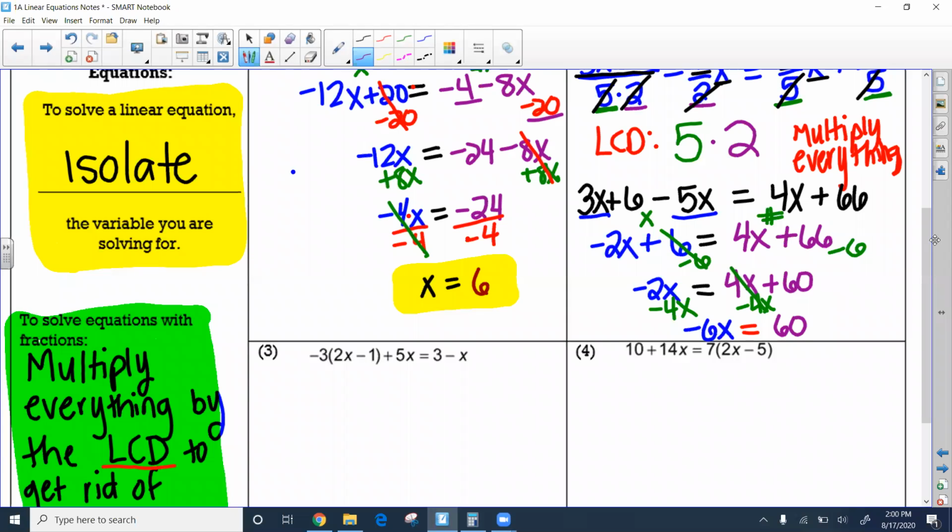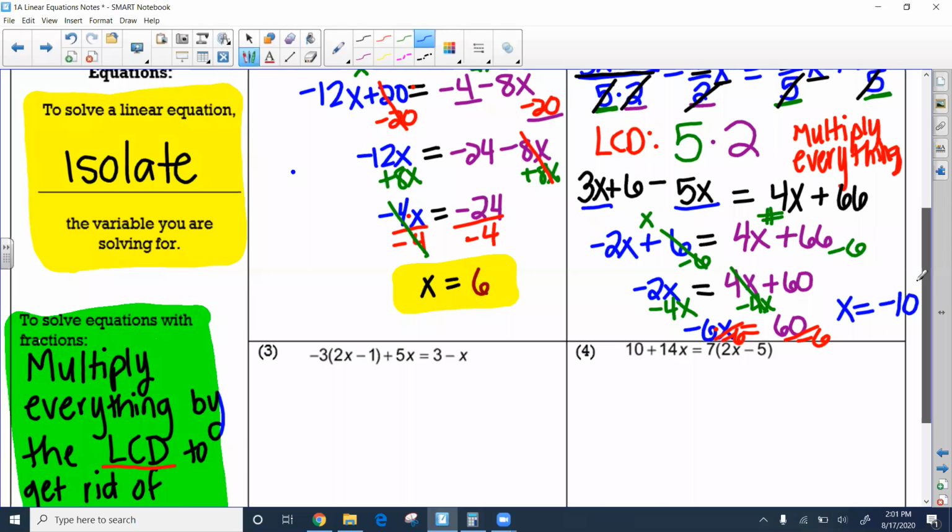Okay, and then lastly, I'm kind of running out of room here. I still don't have the x isolated. I've got to get rid of the negative 6 that's in front of the x. So now I just need to divide by the negative 6. That makes the negative 6 divide out, and we're left with x equals, on the right side, 60 divided by negative 6 is negative 10. All right, so we get x equals negative 10, our answer on that one.